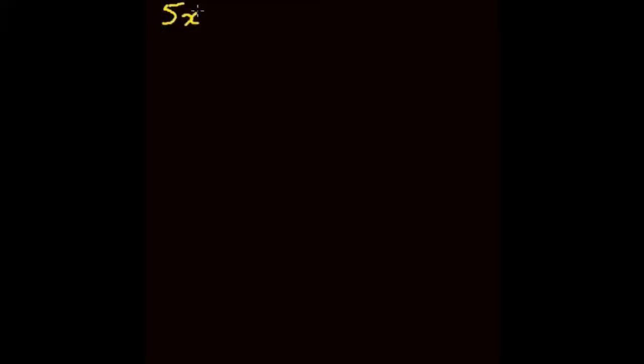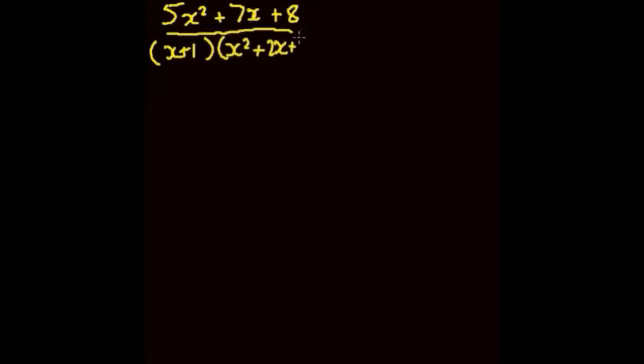That's 5x squared plus 7x plus 8 all over, and here comes where the fun starts. x plus 1, x squared plus 2x plus 3. Immediately you should detect that there is a quadratic on the bottom here, and because there's a quadratic at the bottom, the partial fraction is going to look slightly different.